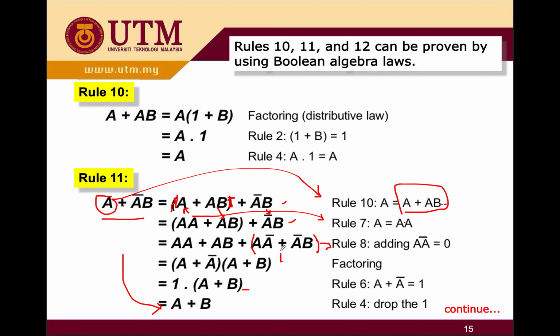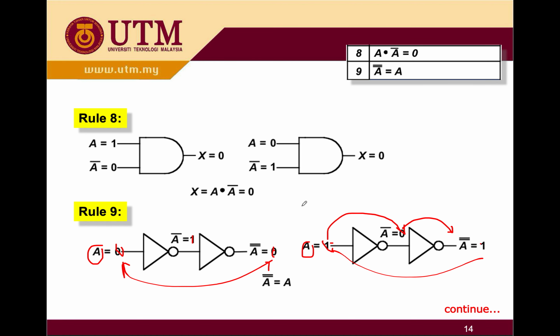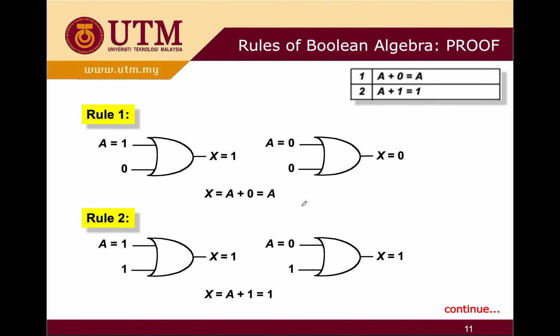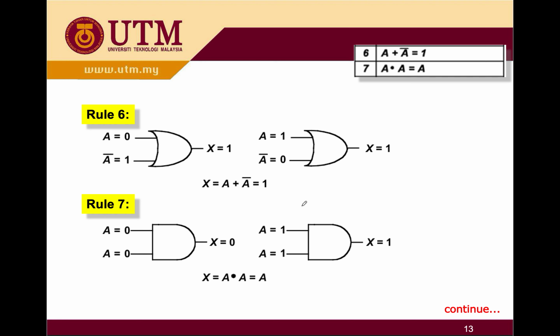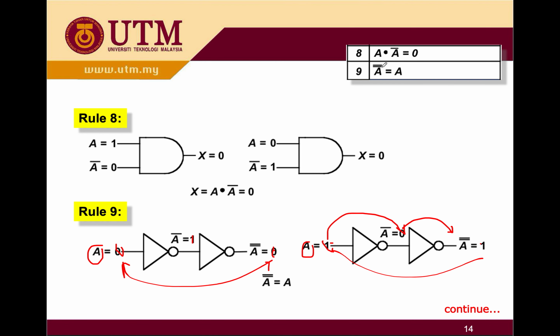You can have A bar and then A dot B bar. I think let me show you the rules. So this one, rule number 8.